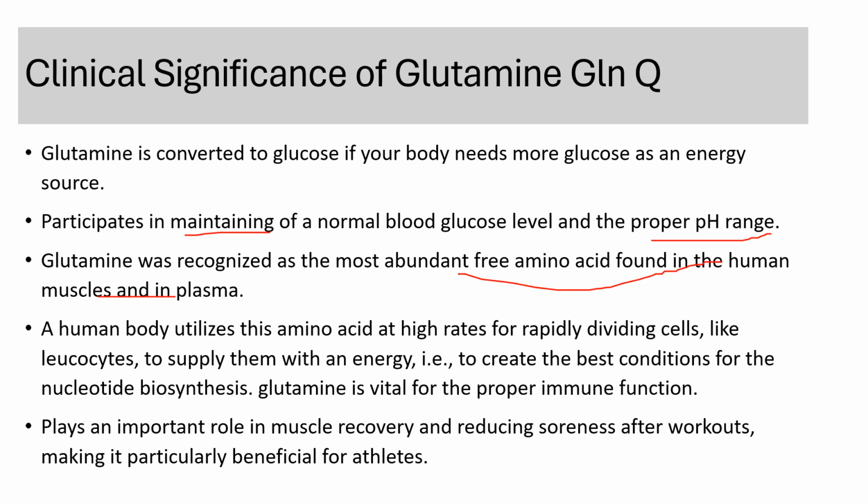It converts to glucose in your body if the body needs more glucose as an energy source. So always remember glutamine to glucose, right? A human body utilizes amino acid at high rates for rapidly dividing cells to supply them with energy to create the best conditions for nucleotide biosynthesis. Glutamine is vital for the proper functioning of your immune system. Okay, so remember that muscle recovery and reducing soreness after workout. So glutamine has an importance.